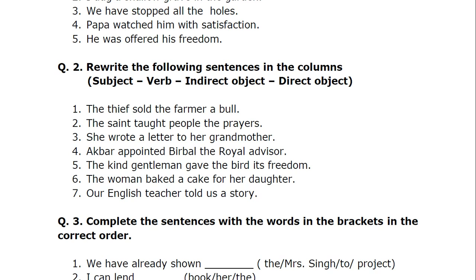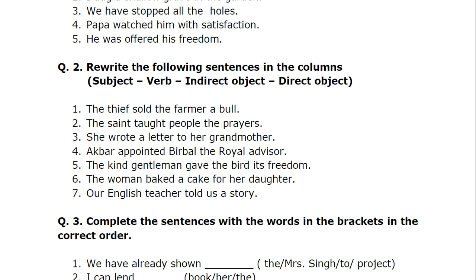Then, what is the action done? Verb is sold. So, sold will come in the verb column. And whom did he sell? Remember, indirect is whom. So, whom did he sell? The farmer. So, the farmer will come in indirect. And what did he sell? A bull will come in direct. So, the thief, subject; sold, verb; the farmer, indirect object; a bull, direct object. Understood? So, that's the way you will do it. Don't forget to write the farmer. Don't write only farmer. Don't write only bull. You have to write the article also.